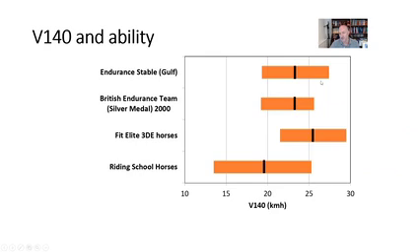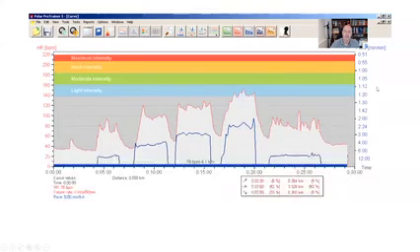That's a horse that can run at around 27.5 kilometers an hour at a heart rate of 140. You'd easily be able to do a 100-mile race at that sort of intensity, 140 beats per minute. But interestingly, look at how high some of these elite 3-day event horses are as well. So very high fitness and aerobic capacity.